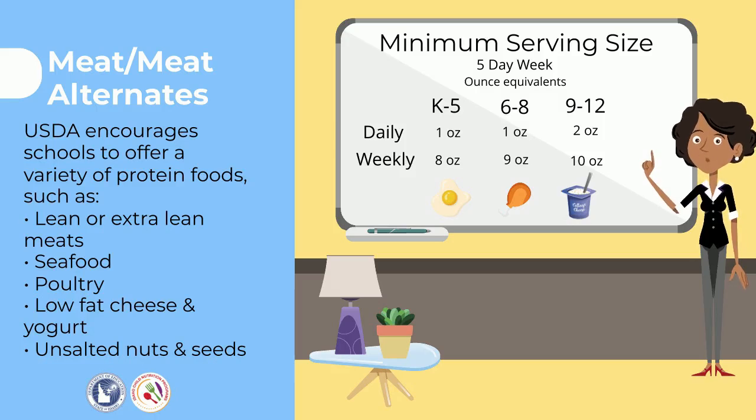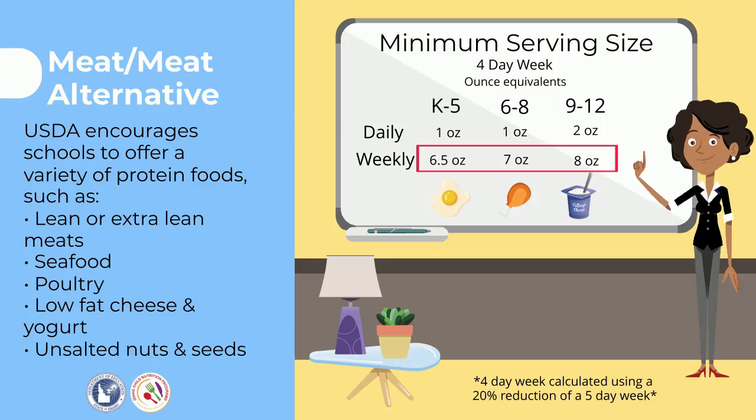For a 5-day week, the daily minimum serving of meat or meat alternates for grades K through 5 and 6 through 8 is 1 ounce equivalent. For grades 9 through 12, it is 2 ounce equivalents. The minimum weekly serving is 8 ounce equivalents for grades K through 5, 9 ounce equivalents for grades 6 through 8, and 10 ounce equivalents for grades 9 through 12.